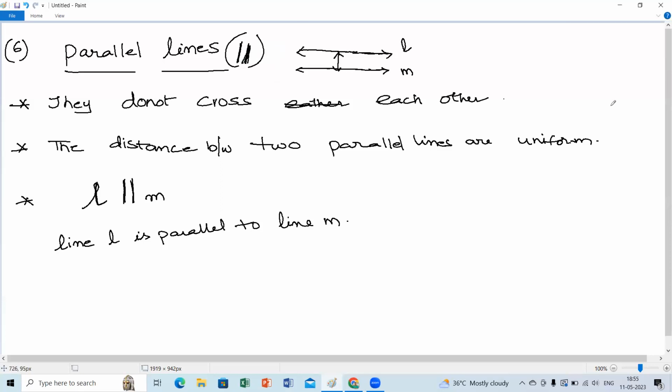Non-intersecting lines, intersecting lines. I did not give the symbol for intersecting, but for parallel we have it. Then we will get perpendicular later, children, I will help you later. For intersecting, right now we don't have anything. They just have to cross each other. That is the only point you should remember.